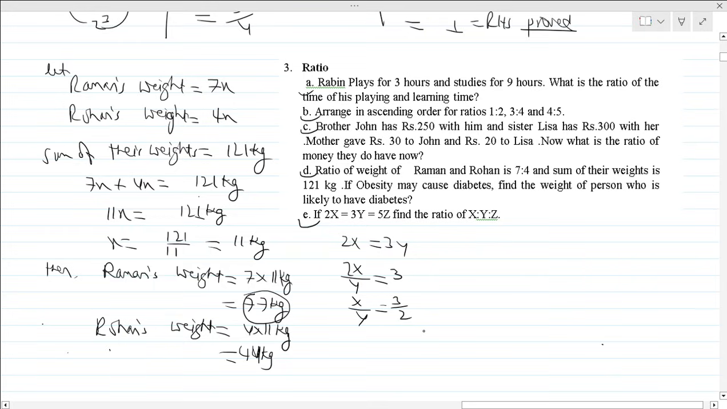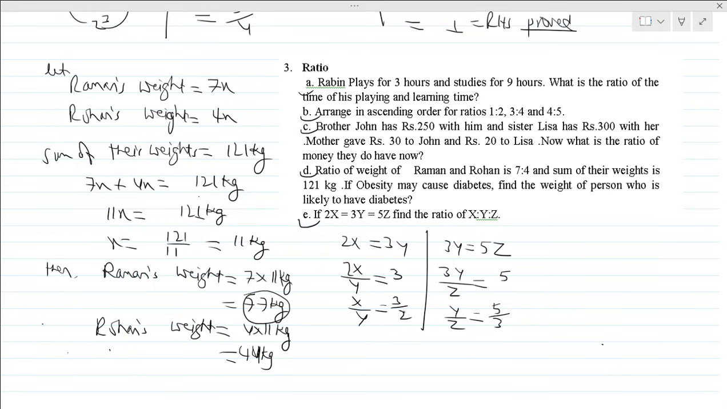Very first thing is this. And for the second one, let's go with 3y and 5z equal. 3y equal to 5z we have. So 3y by z equal to 5, we could say. And you can bring the 3 down, so y by z will become 5 by 3. And now the thing is, we have to find the ratio of all three variables x, y, and z.